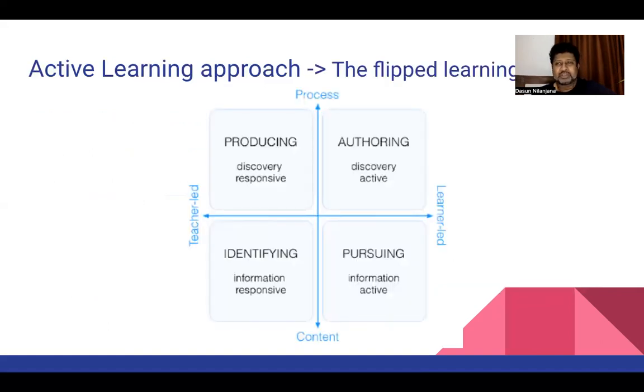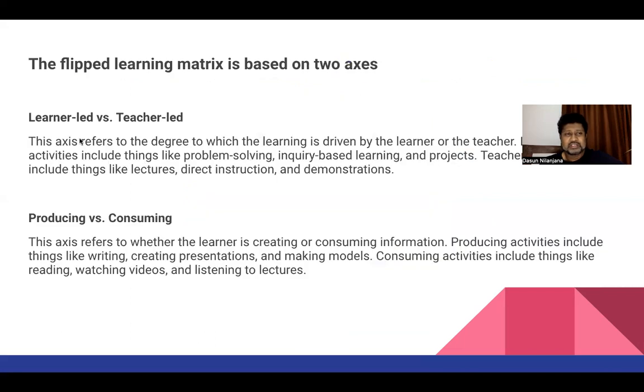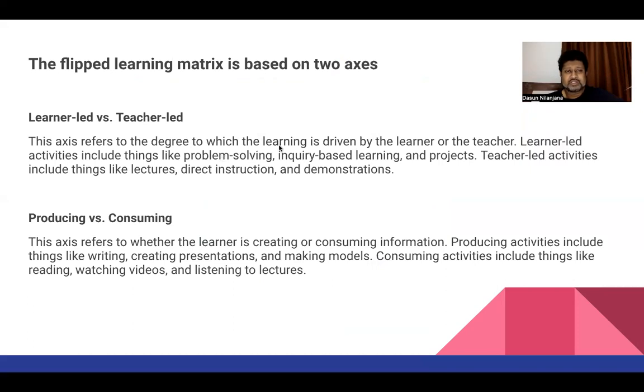The active learning approach is mainly done through the flipped learning matrix. The flipped learning matrix has four pillars: teacher-led and learner-led as perspectives, and process and content perspectives. One major thing here is teacher-led and learner-led, and this axis refers to the degree to which the learning is driven by the learner or the teacher. Learner-led activities are like problem solving, inquiry-based learning, and projects. Teacher-led activities include lectures, direct instruction, and demonstration. These are the traditional things.